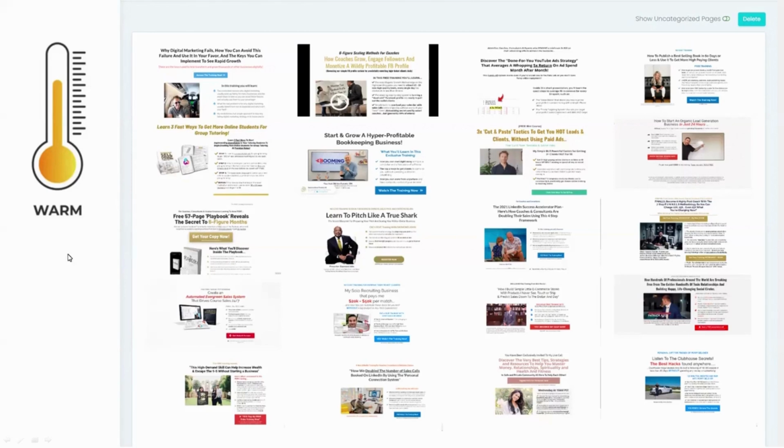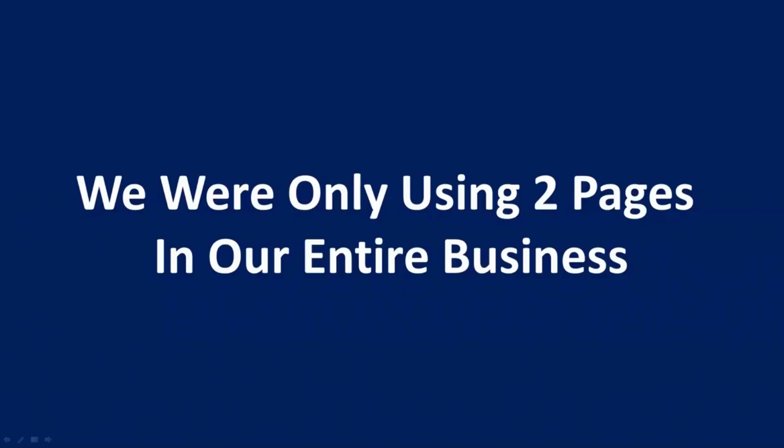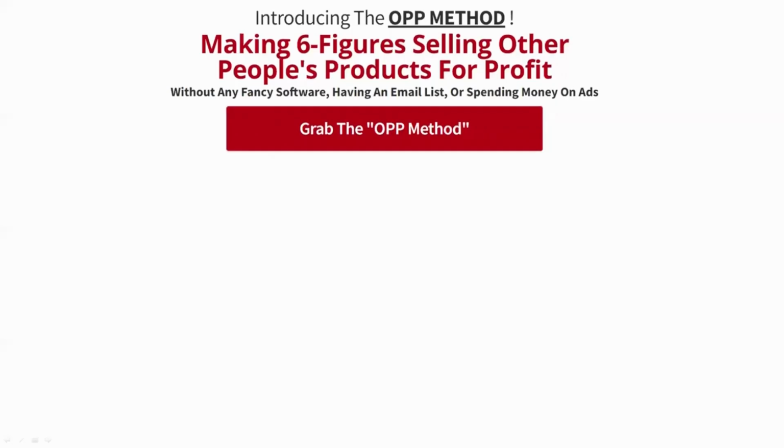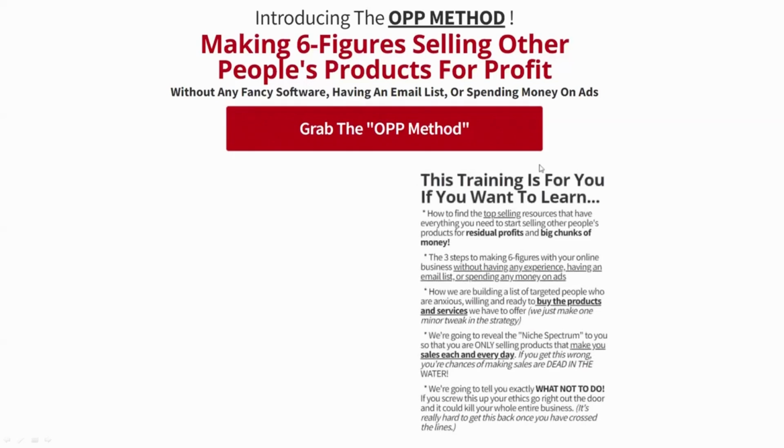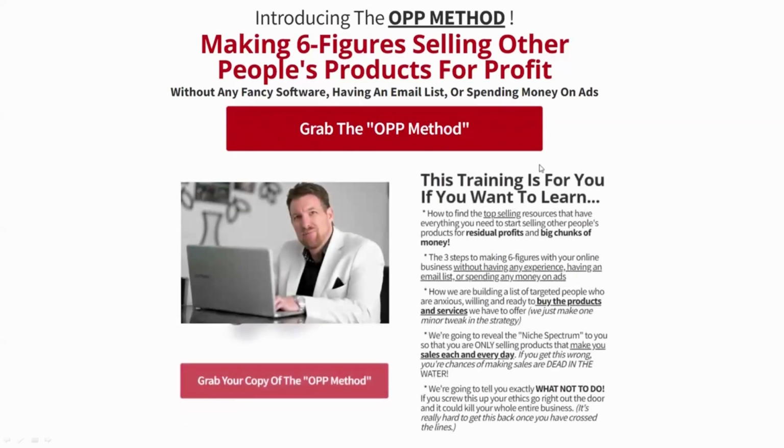Good. Okay. Now, what if I told you those are the only pages you have to have in your business? Matter of fact, they're the only 2 pages I use in my entire business. Right here. How many of you have ever seen pages like this? I went out there a couple years ago, introducing the OPP method, making 6 figures selling other people's products for profit, right? You down with OPP? Yep, other people's products. So we got a button, right? Underneath the button, what do we have? Bullets, image, button.